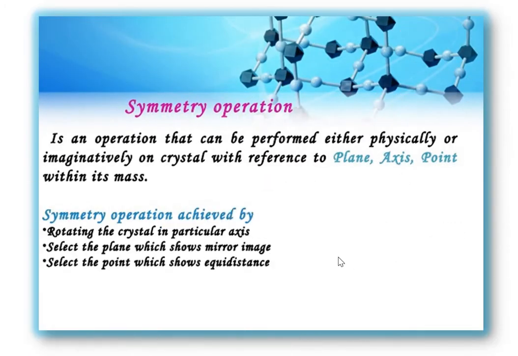Now, what is a symmetry operation? It is an operation that can be performed either physically or imaginatively on a crystal with reference to a plane, axis, or point within its mass. The symmetry operation can be achieved by rotating the crystal about a particular axis, by selecting the plane which shows a mirror image, or by selecting the point which shows equidistance.